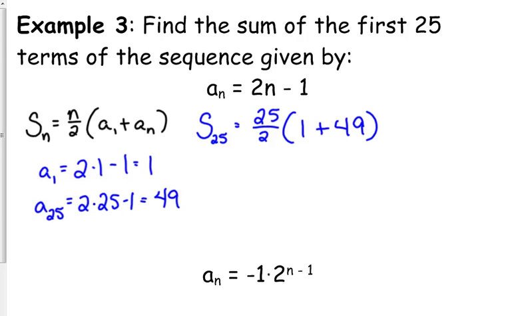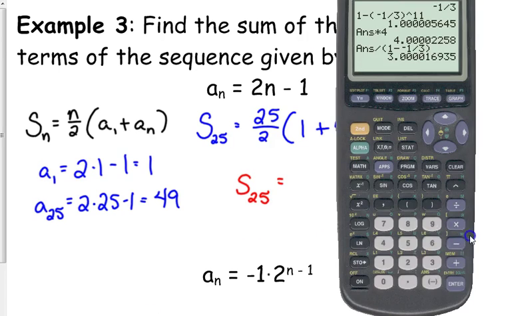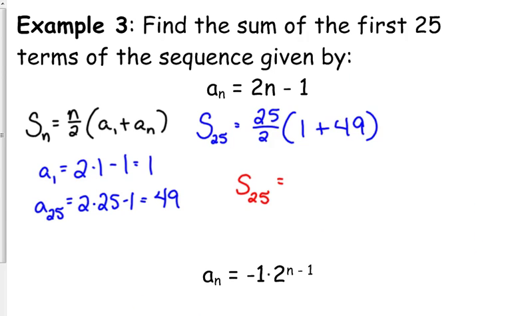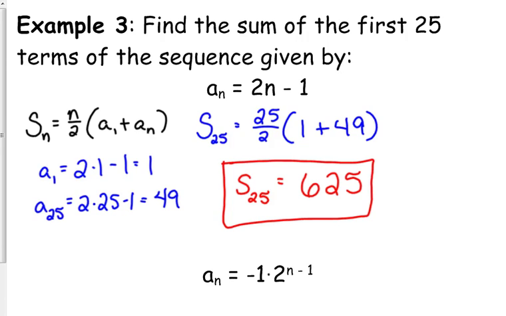So the sum of the first 25 terms here, 1 plus 49 is 50, divided by 2 is 25. 25 times 25 is 625. So the sum of these first 25 terms is 625.